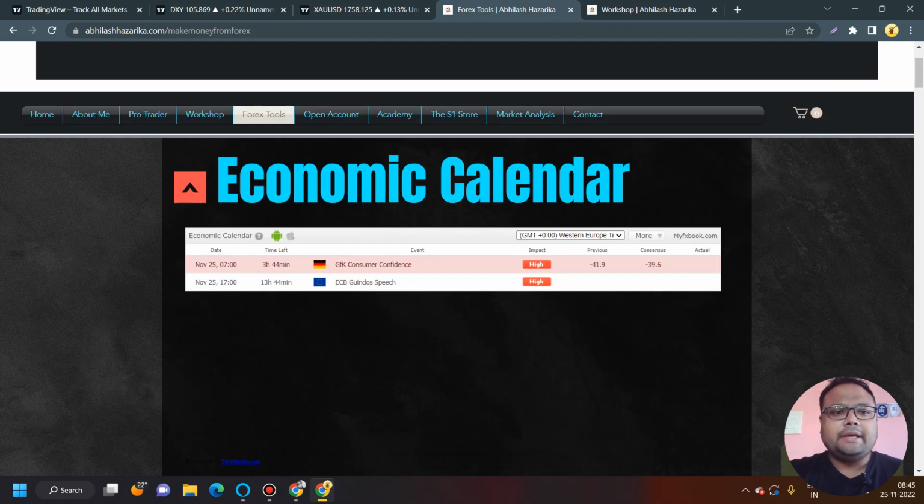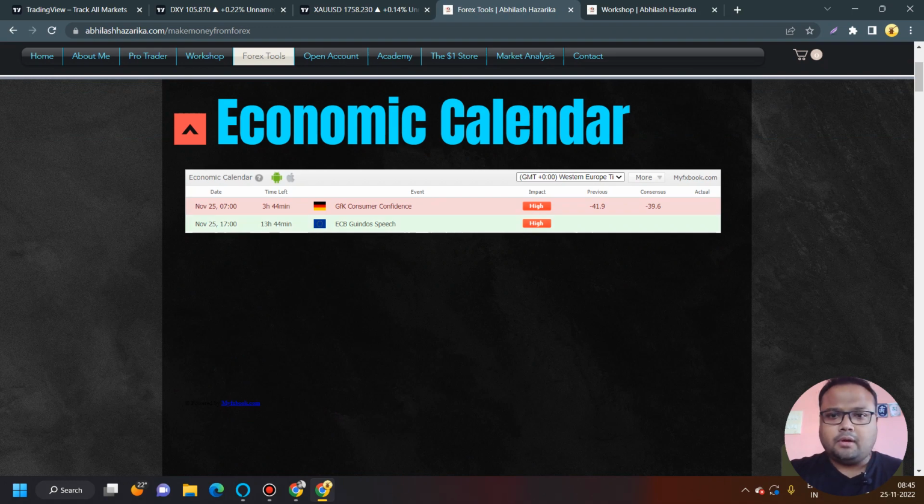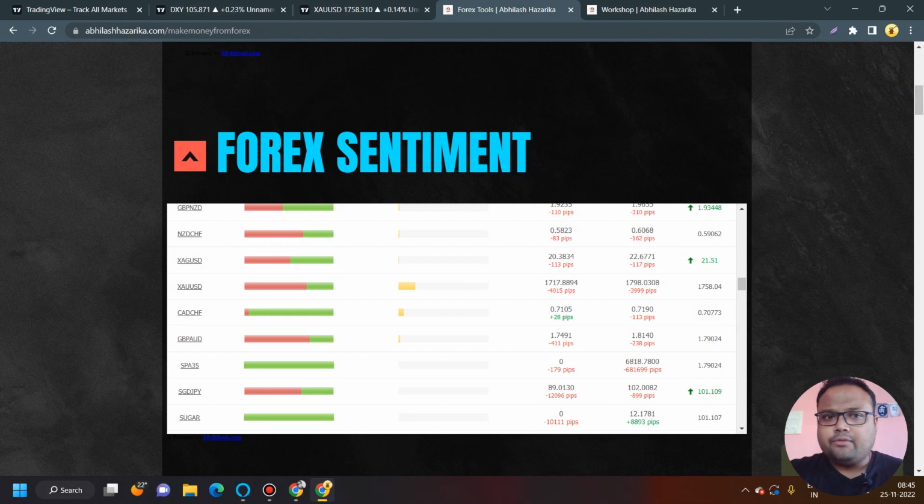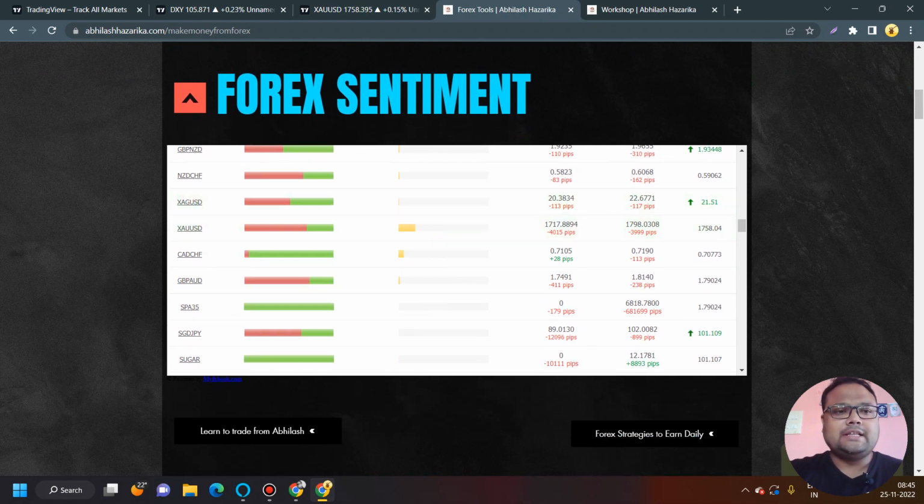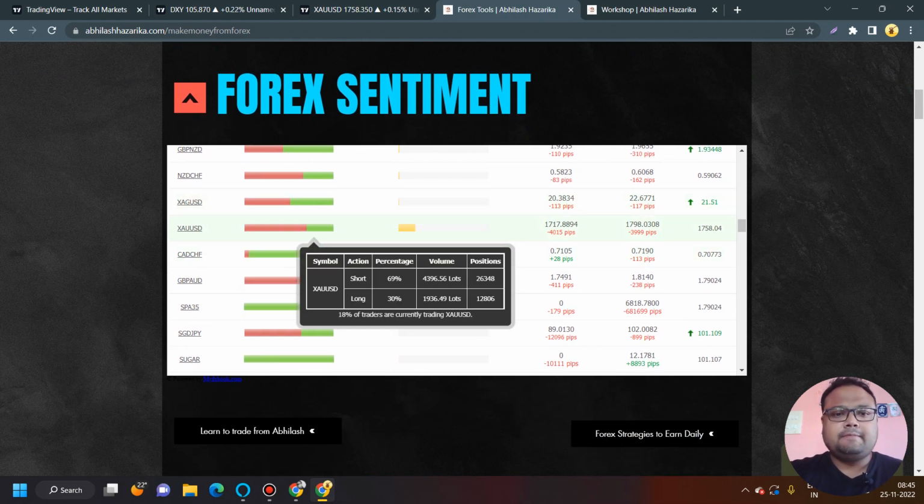You can see this is economy calendar. So only high impact news is ECB. And if you look at the Forex sentiment meter, we can see that 69% retail traders have taken short position and 30% retail traders are on the long side. It means they are holding buy position, and as we all know, usually we see market going against the retail traders.